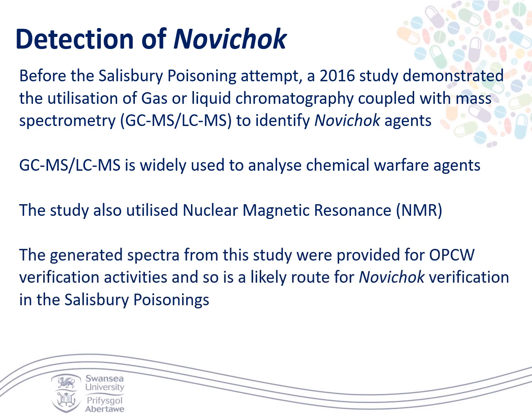The generated spectra from the study were provided to the Organization for the Prohibition of Chemical Weapons for verification activities, and so this is a likely route for how the organization determined that Novichok was the poisoning agent used in the Salisbury poisoning against the Skripals. However, as I say, due to the issues of national security, the exact mechanisms of detection of Novichok have not been released to the general public and remain a closely guarded secret in the interest of national security.